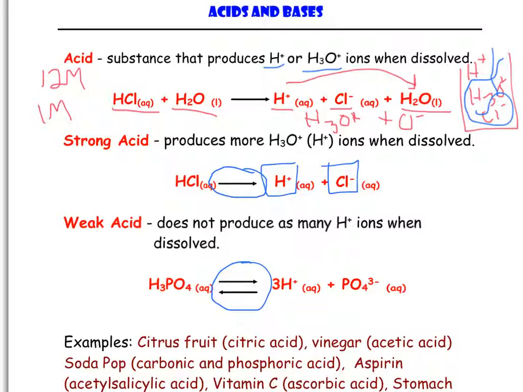H3PO4, or phosphoric acid, is breaking apart into those hydrogen ions and those phosphate ions, but also the reaction is occurring the other way, where the phosphate ions here are reacting with hydrogen ions and they're actually producing phosphoric acid. So this is said to be a weak acid when that reaction is kind of going back and forth.